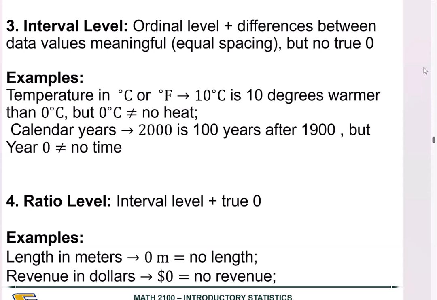Calendar years here are interval data as well, because they have labels, right? Years 1, 2, 3 have an order, which means it is certified ordinal level already. You can order the years, and you can also take differences. So 2001 and 1900 are 100 years different, right? And again, year zero doesn't mean no time. It's a marker. It's a marker.